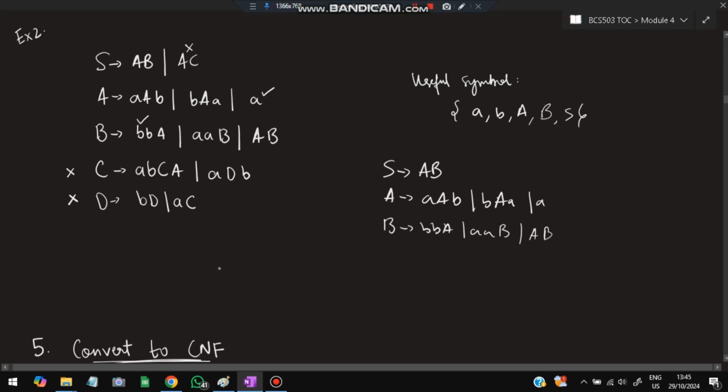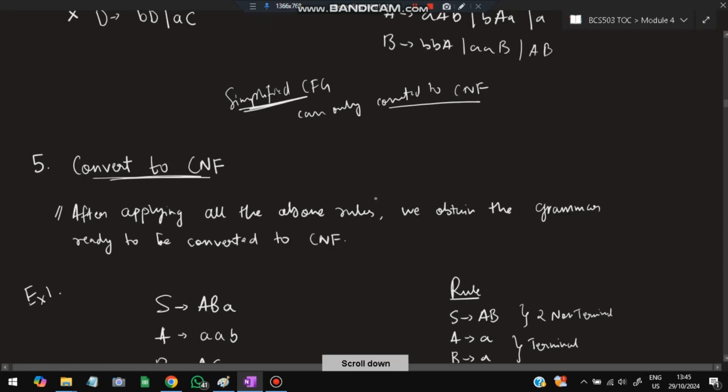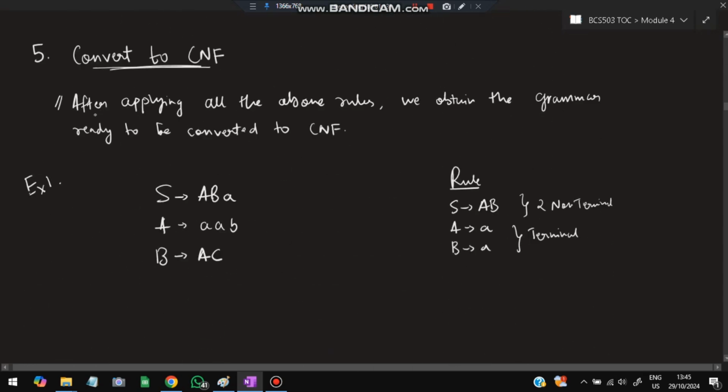Okay, a simplified CFG can only be converted to CNF. This is the rule. Unless it is simplified, you cannot proceed, you will get the wrong answer. So first follow rules number 1 to 4, make it simplified, then you are ready to convert it into CNF. Let's have a look at the conversion, how we have to do it. Okay, so after applying all the above rules, we obtain a grammar ready to be converted to CNF. Now let's see how we do the conversion.